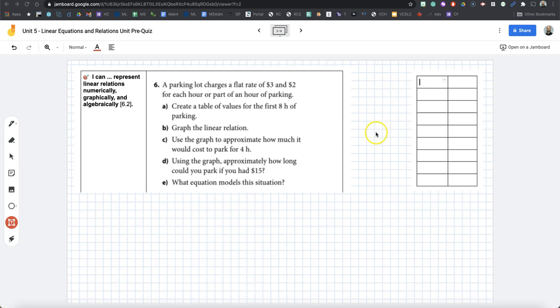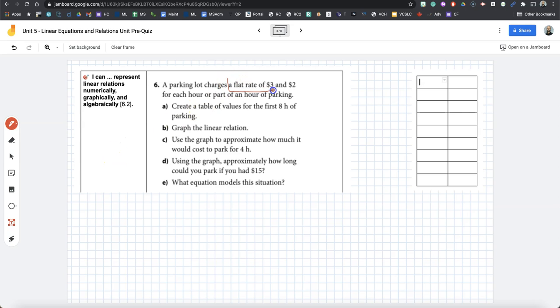It's math teacher time. So we've got a parking lot that charges a flat rate of $3, and $2 for each hour or part of an hour of parking. So there are some questions about this flat rate. Mr. KV, what does a flat rate mean? What is meant by this?